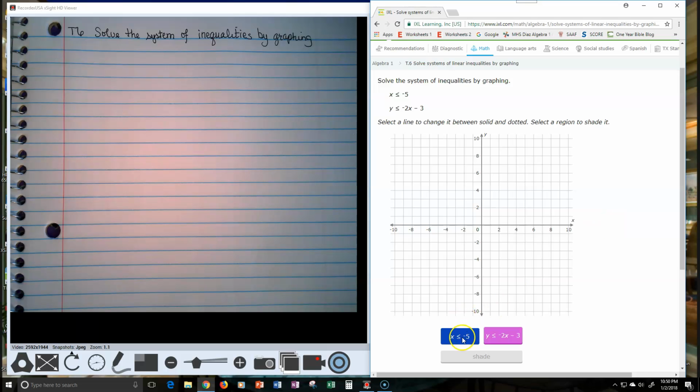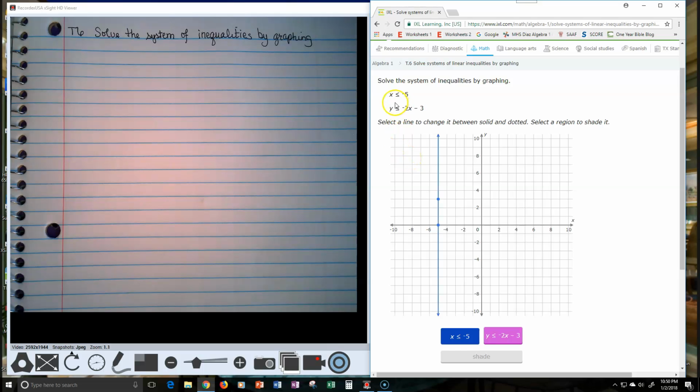Alright, now we have x is less than or equal to -5. So here is -5. And since x is less than or equal to it, that means everything on the left would be shaded, including this line. So just imagine all of this is blue.